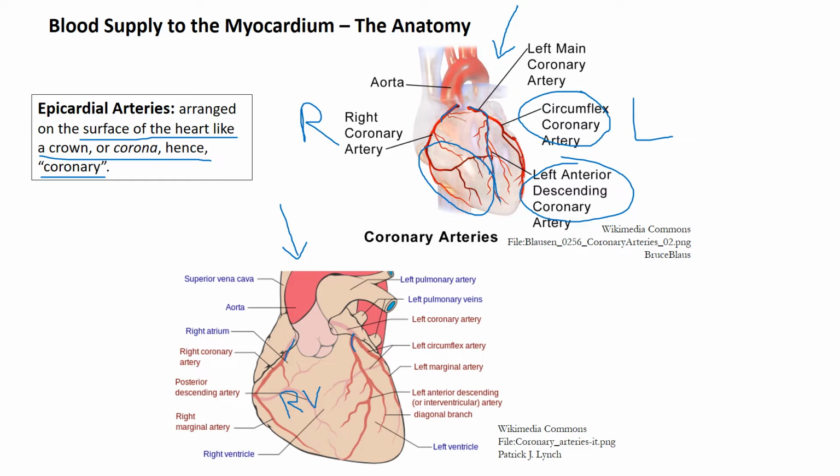So if you were going to occlude the right coronary, for example, what would happen? The right ventricle would be in trouble, and right ventricular pumping would suffer. If you were to occlude the LAD, the insult would be to the left ventricle myocardium.